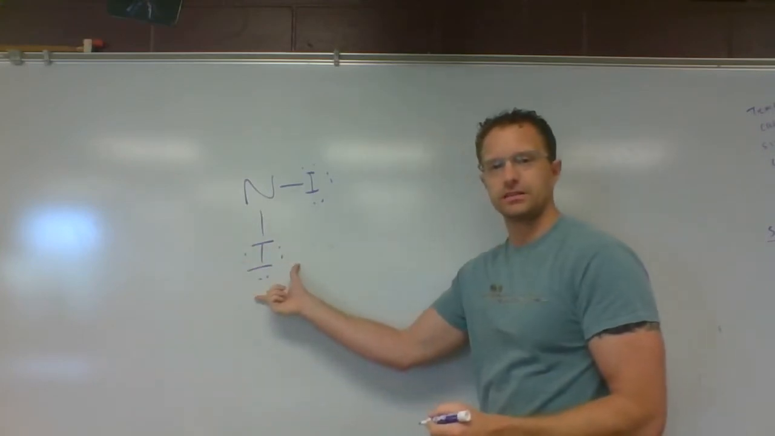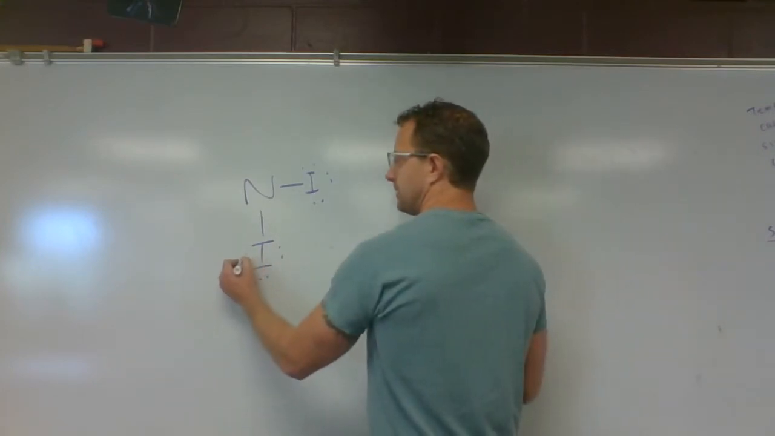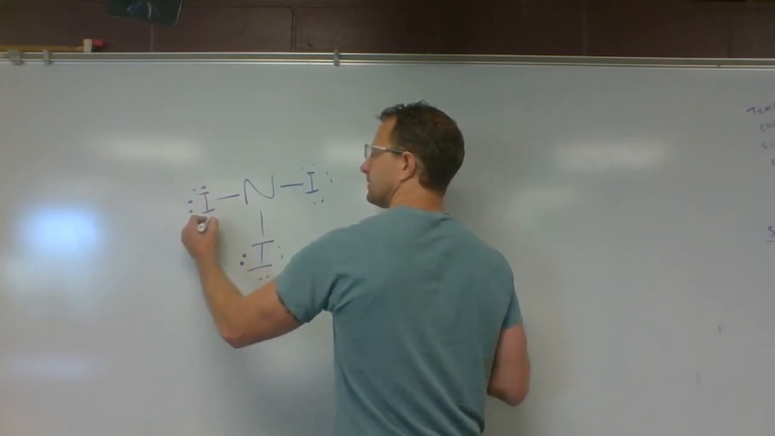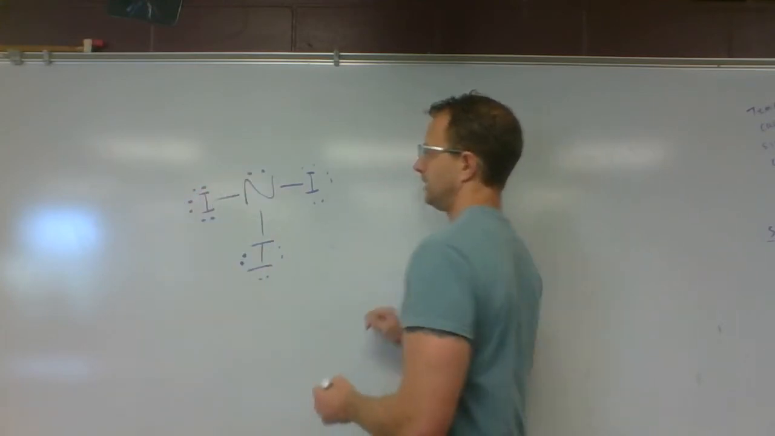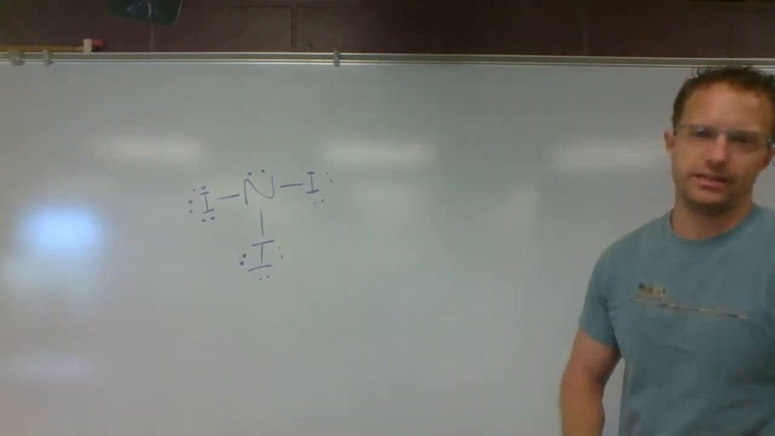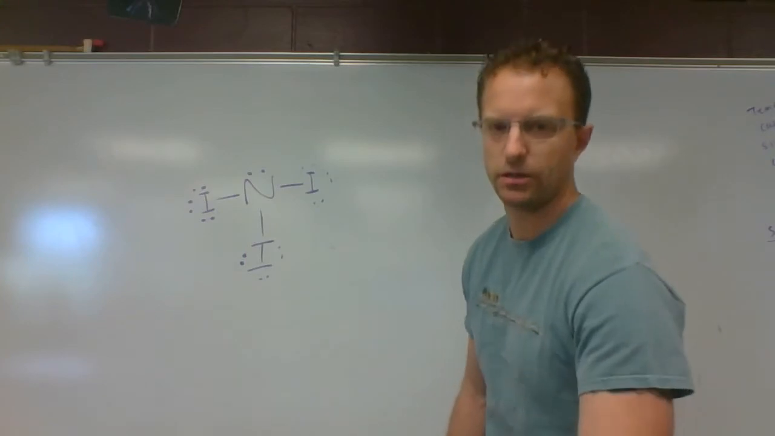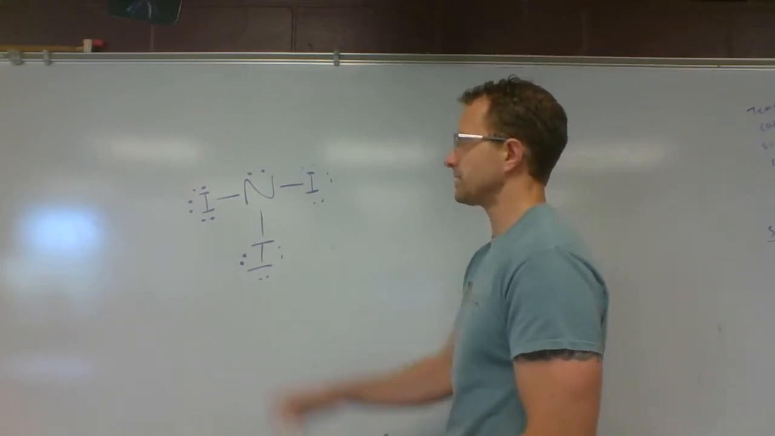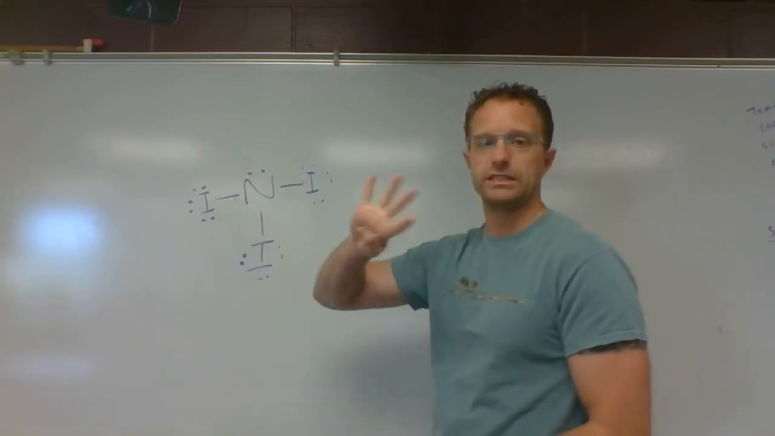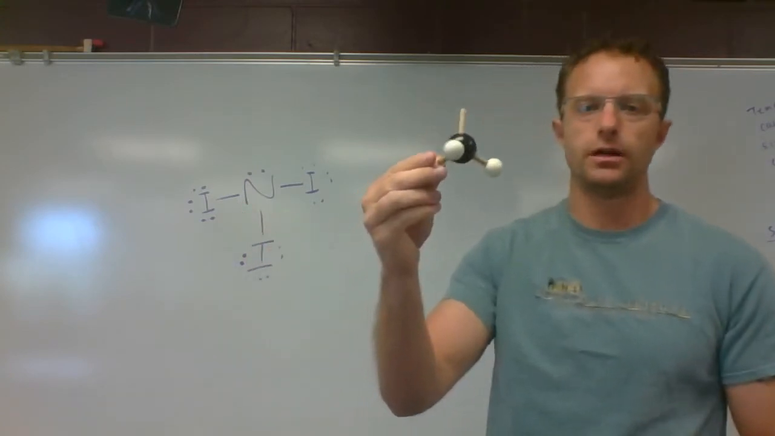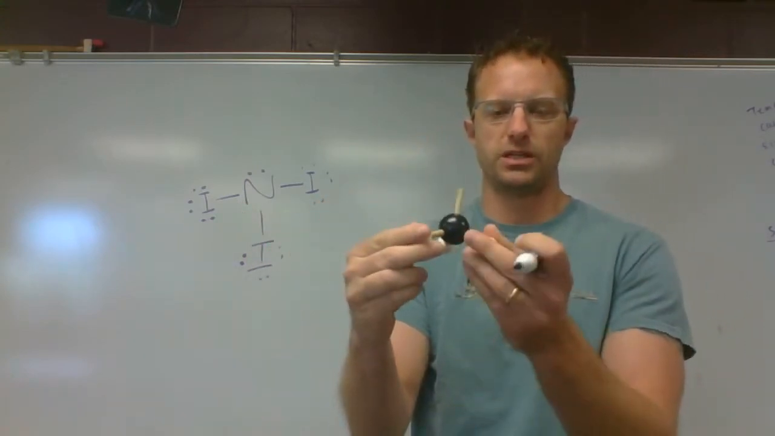Iodine has 7 valence electrons each. It likes to bond 1 time. Nitrogen has 5 valence electrons. It likes to bond 3 times. You end up with however many valence electrons you end up with. I don't remember. But you've got a shape like this. So if we think back to our shapes, I have 1, 2, 3, 4 regions of electrons. 4 regions of electrons, 3 of those being bonds, would be a trigonal pyramidal shape. So you end up with a shape like this.